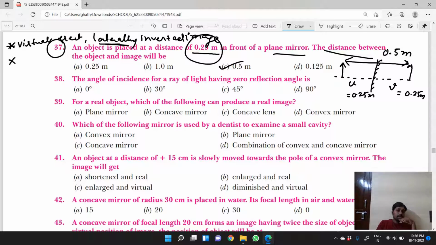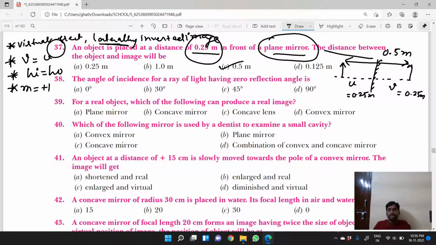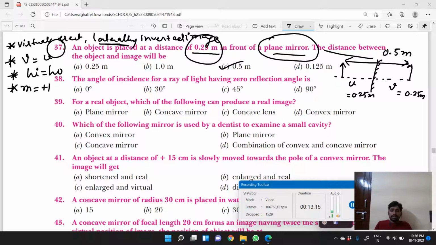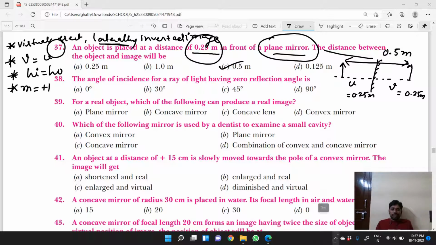Second point, image distance is always equal to object distance. Third point, height of image is always equal to height of object. Next point, the magnification produced by a plane mirror is always plus 1. So these are the points you have to remember whenever a plane mirror comes. When the word plane mirror comes to your mind, you have to recall all these points, then you get a clear idea of the concept.